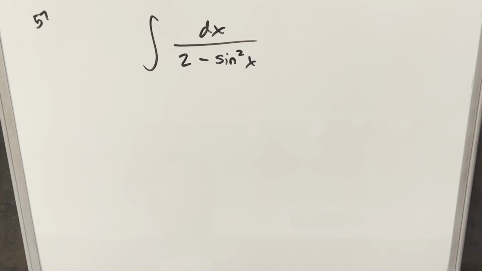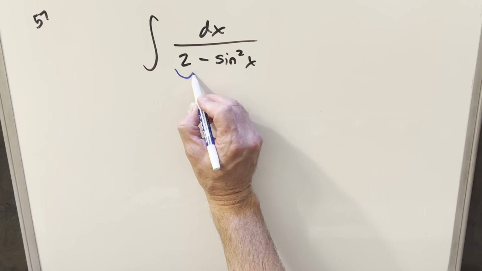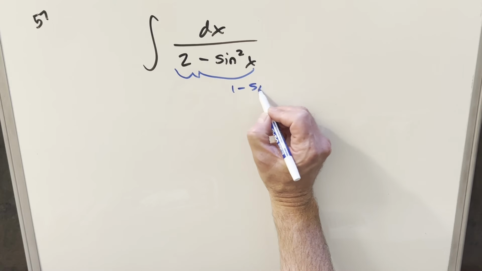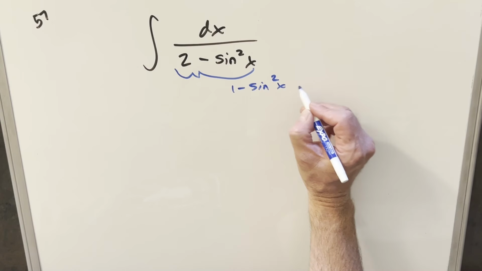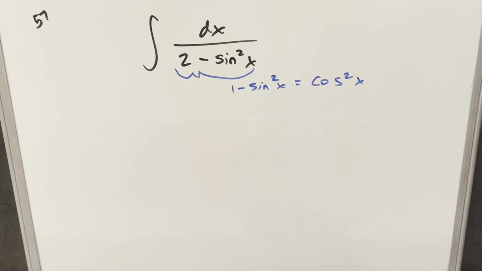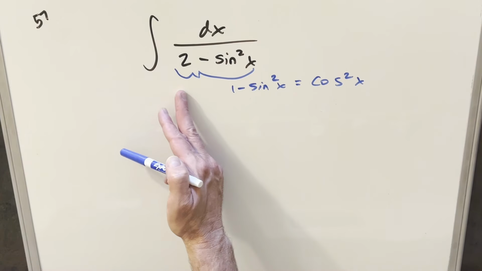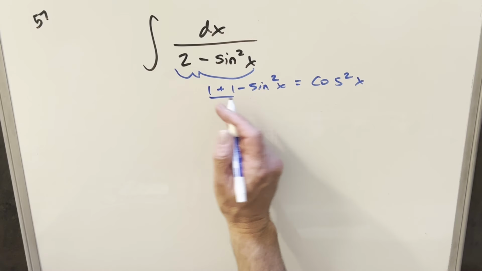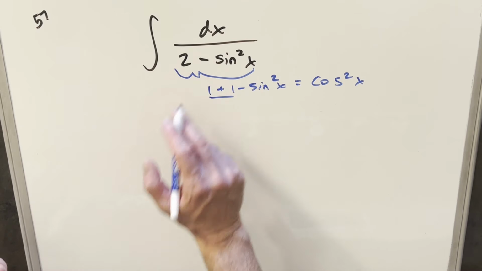I think there's actually quite a few different ways to do this one, but the thing that stands out for me is this is really close to 1 minus sine squared x, and for that we have the identity that 1 minus sine squared x is just cosine squared of x. So in order to use this, I can take this 2, not very different. If I write this over here, 1 plus 1 gives us our 2. So this is the same as this.